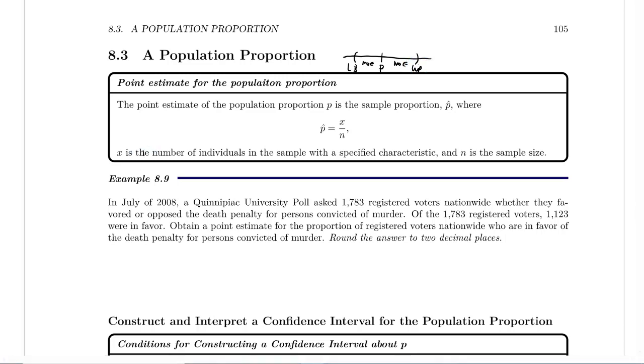So the point estimate for a population proportion p is the sample proportion. And so the point estimate for proportion is similar to what we discussed in chapter 7, where x is the number of individuals with the specified characteristic and n is the sample size.